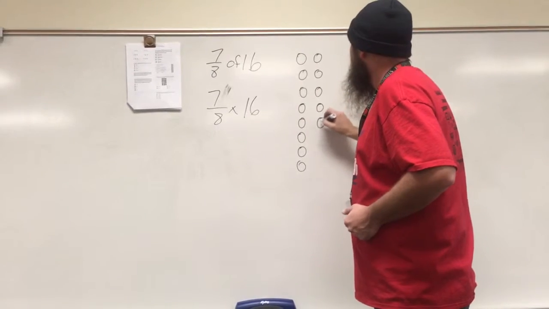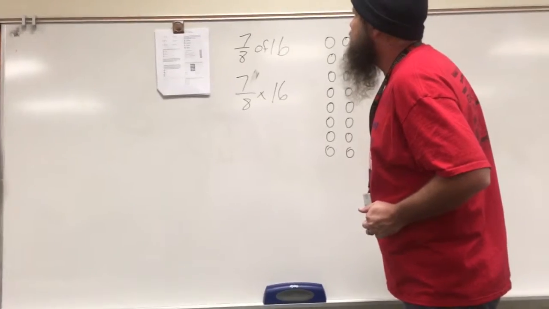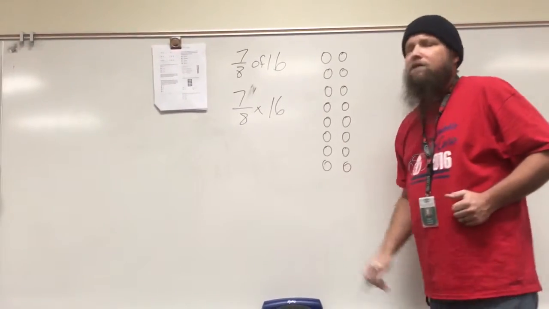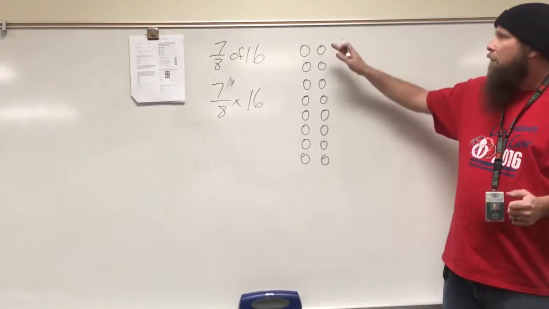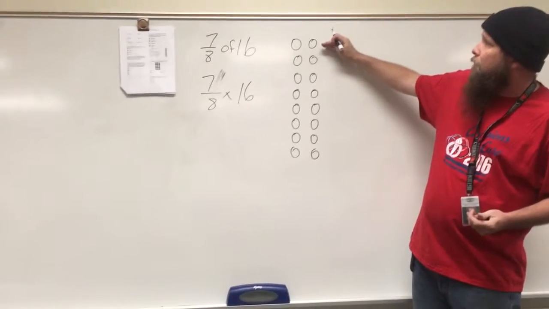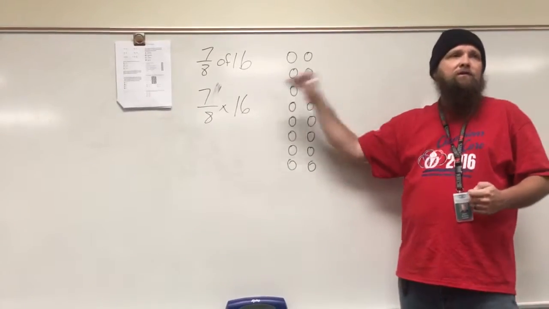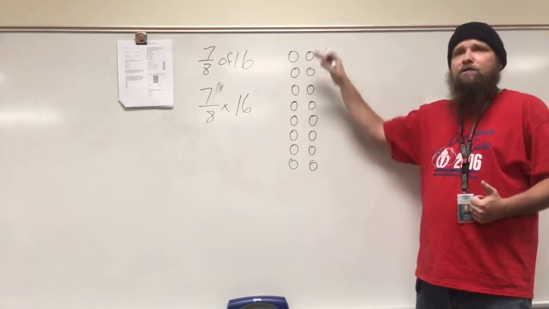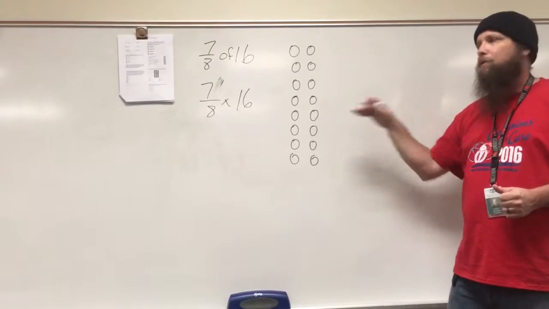Jordan, you with me? And we want to figure out what 7/8 of 16 is. So we have 16 counters. And we need 8 rows. Rows run horizontally. 8 rows that have a total of 16. So that means there's 2 in each row.